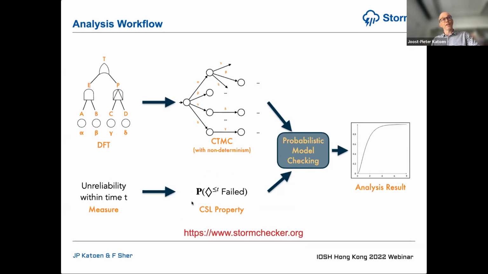You don't have to understand exactly what it means. What we see later is that the use of logic under the hood means that you can cover many different measures, not only the standard measures, but much more. And these are the two inputs to what is called probabilistic model checking, and from that, it will generate analysis results.